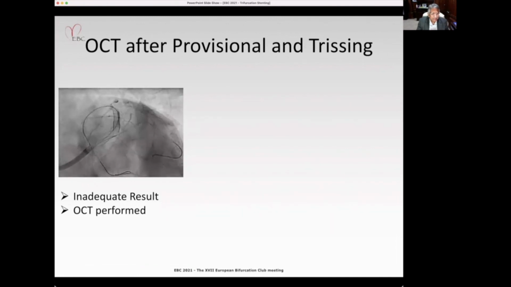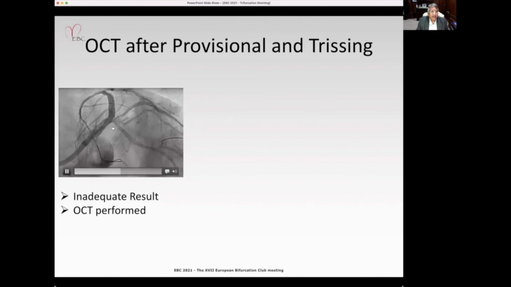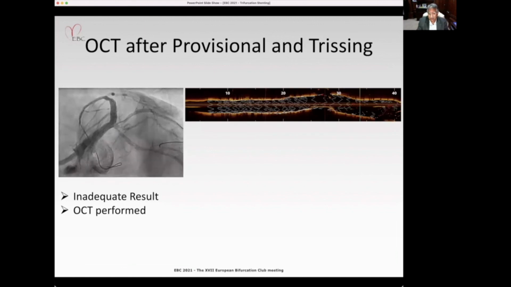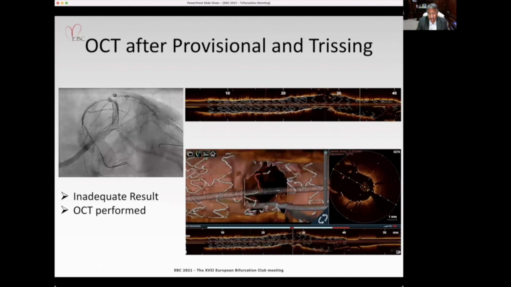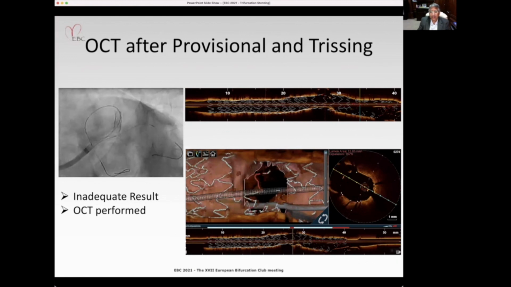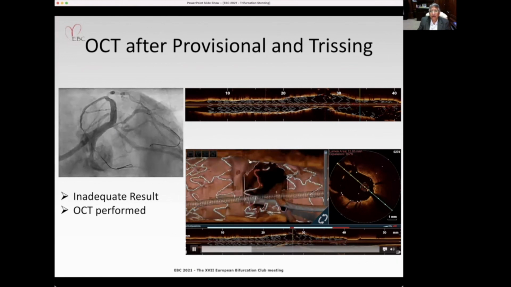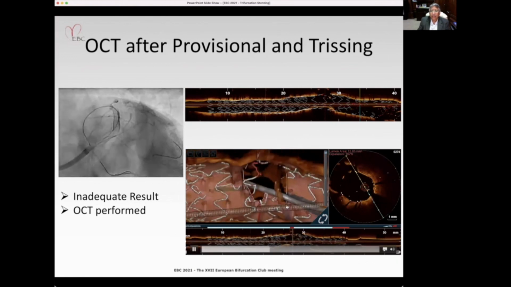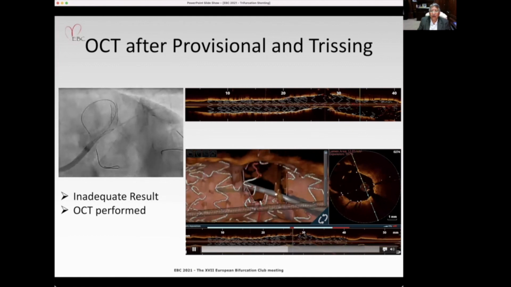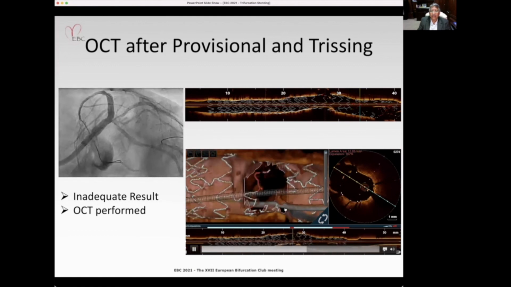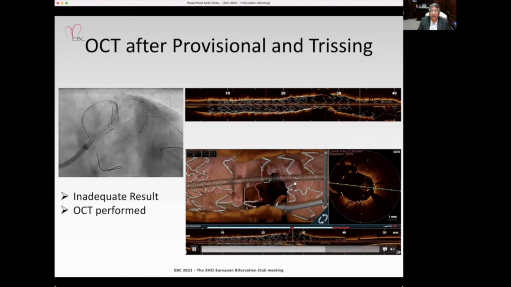But after this, we were not too happy with the result, as you can see over here. The lesion in the circumflex and the ramus remains. So we did an OCT at this point. And this is what the OCT showed. The 3D showed us there was a strut across the side branch ostia. Actually, you can see all the 3 wires here: one wire going into the circumflex, the second wire going into the ramus, and this is the wire into the LAD.